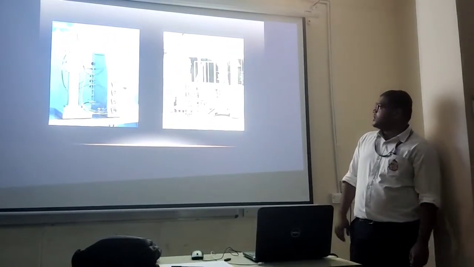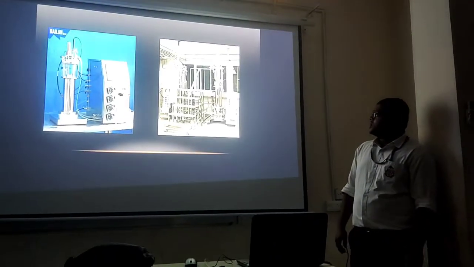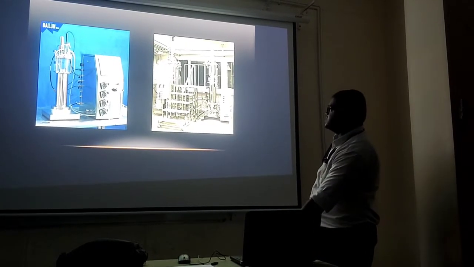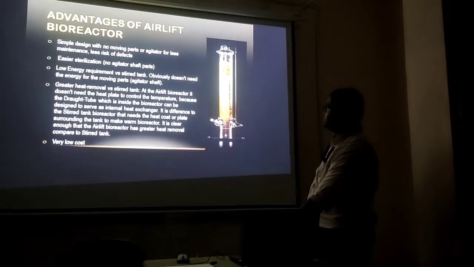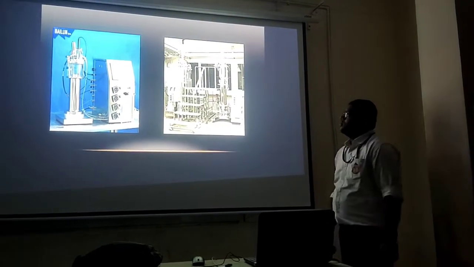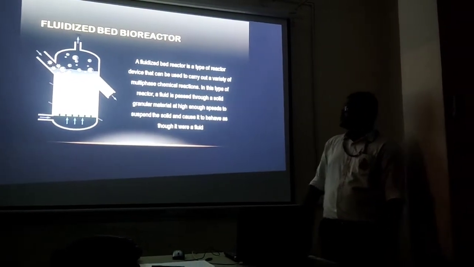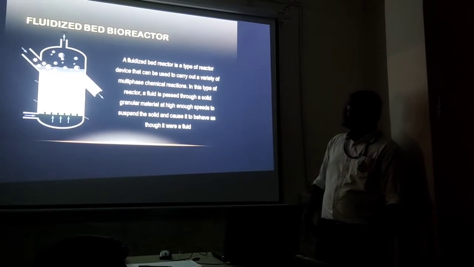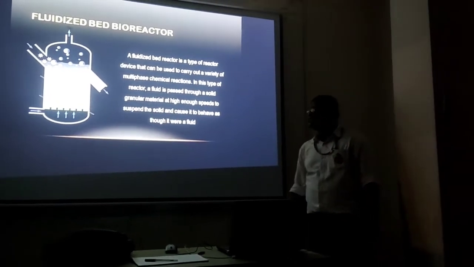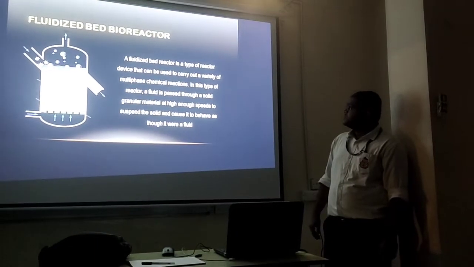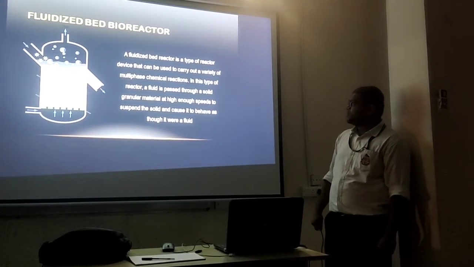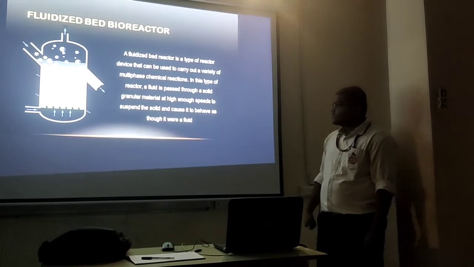mechanism. These are some industrially used airlift bioreactors, which are big in size, and these are normally used in labs, and these are used in industries. Coming to the next one, the fluid bed bioreactor. A fluid bed bioreactor is a type of reactor device which can be used to carry out a variety of multiple phase chemical reactions. In this system, the fluid is passed through solid granular material at a high enough speed to suspend the solid and cause it to behave as a fluid.